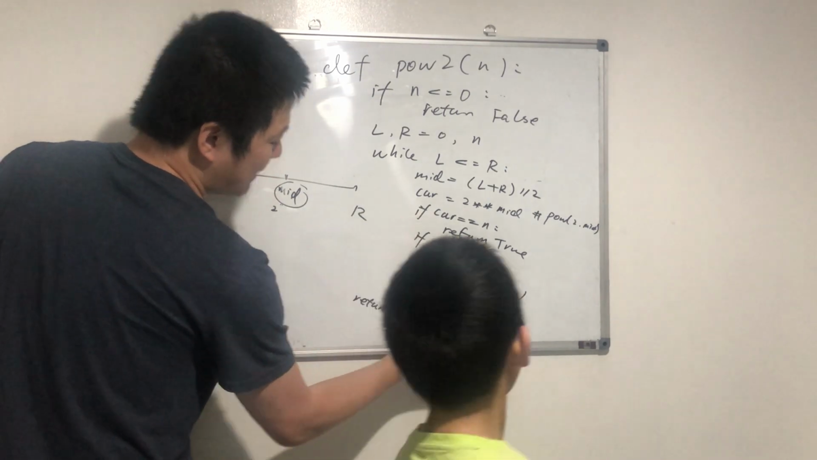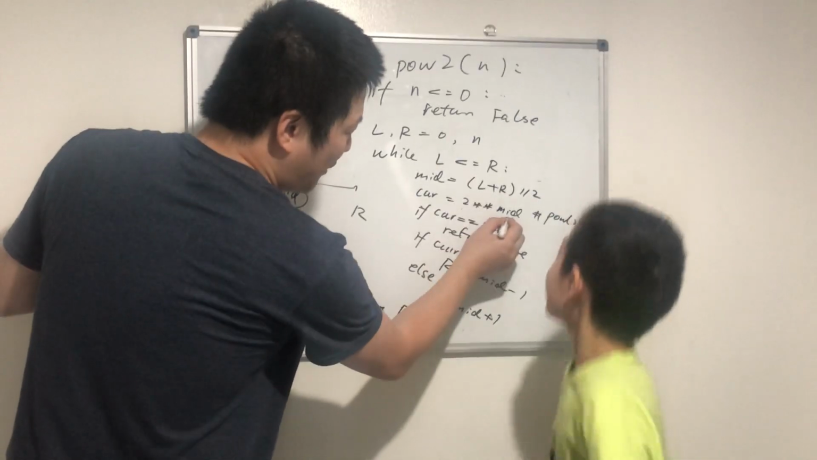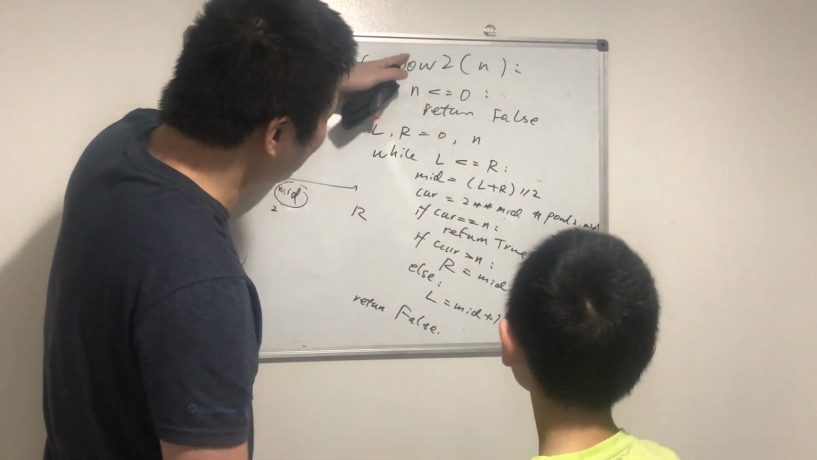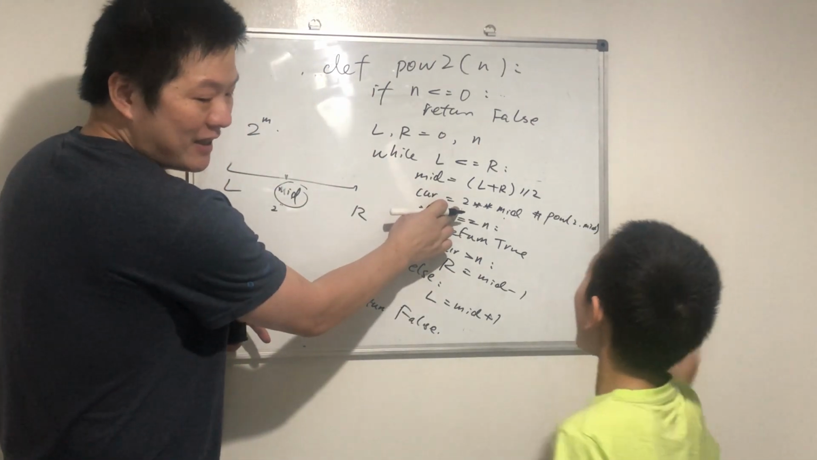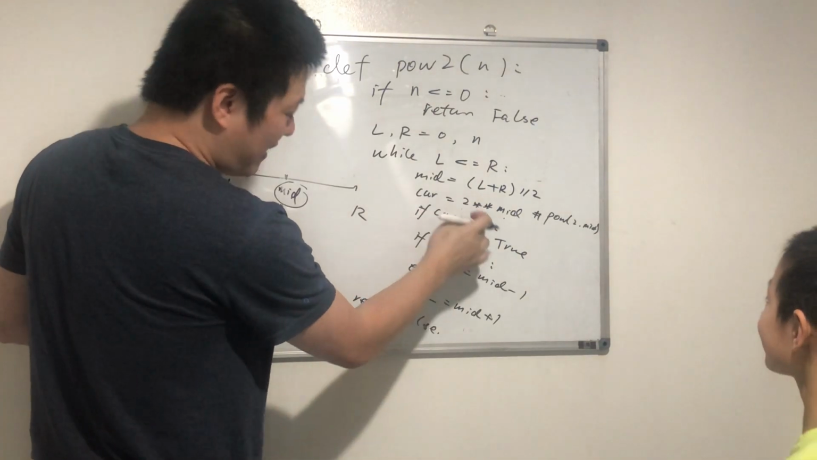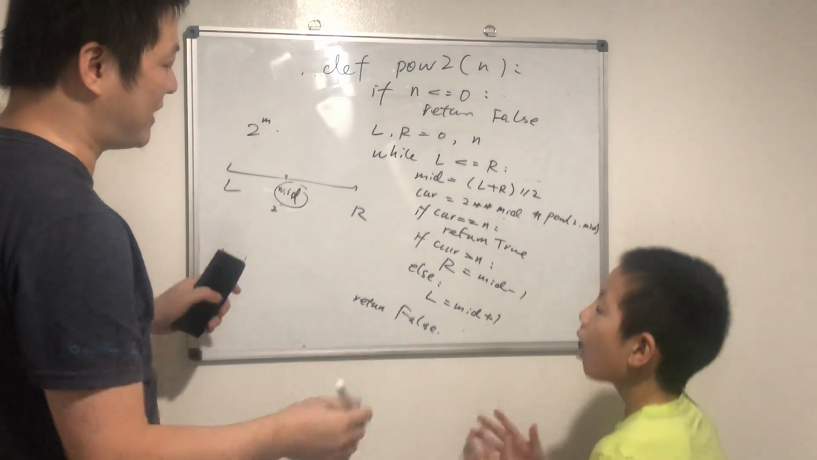What's the time complexity? This is the same as yesterday, except this one. Yesterday this was 3 to the power of mid. The only difference between the power of 3 and power of 2 binary search is this one, and that one. Remember yesterday, this is 3. So what's the complexity?